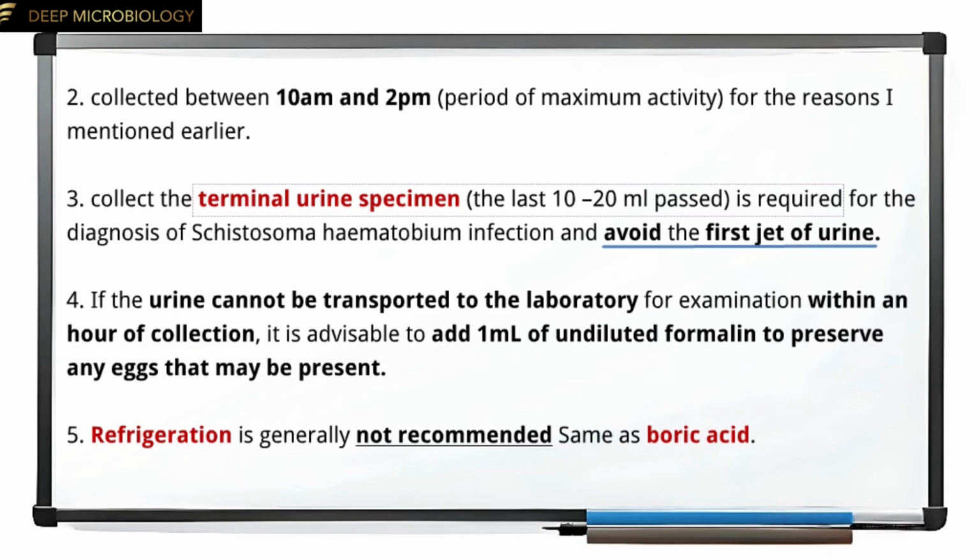it is advisable to add 1 milliliter of undiluted formalin to preserve any eggs that may be present. 5. Refrigeration is generally not recommended, same as boric acid.